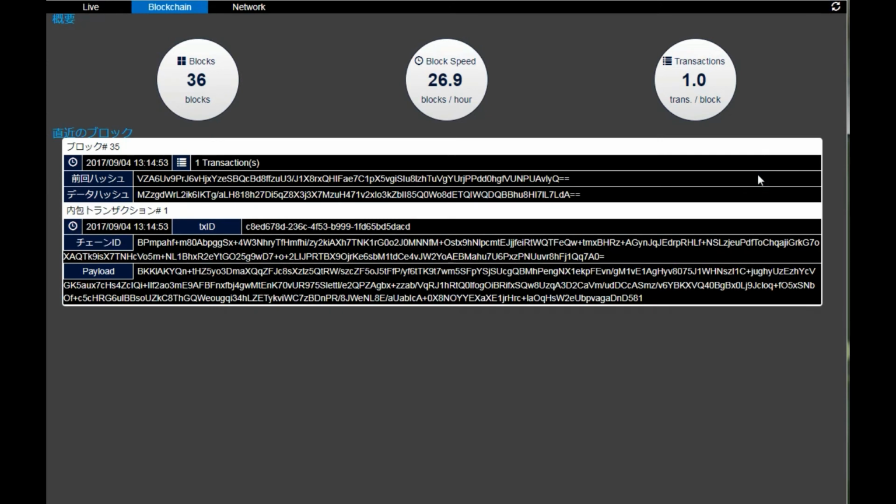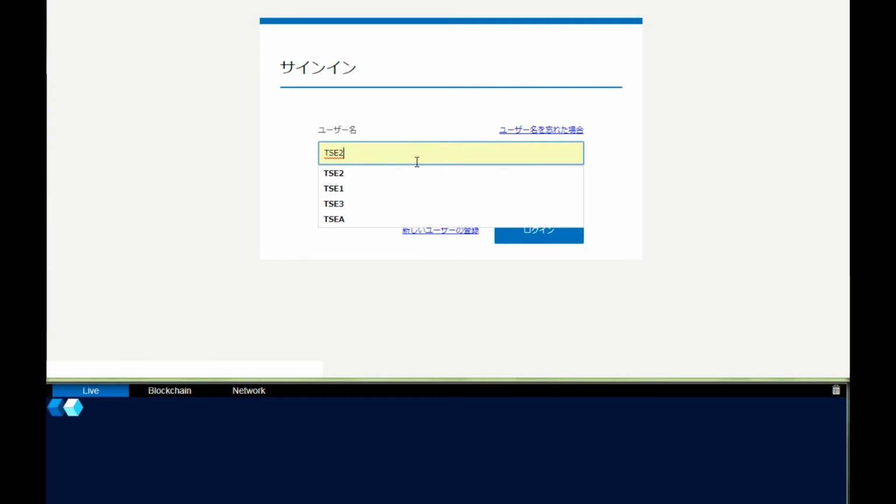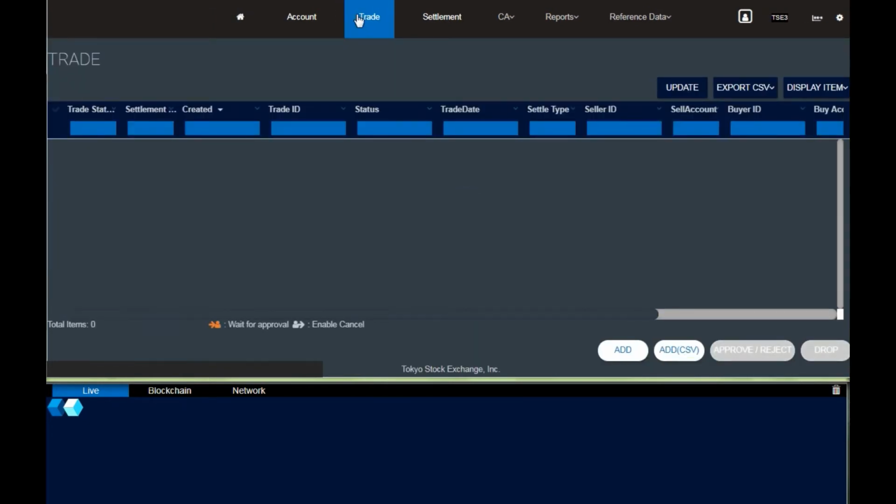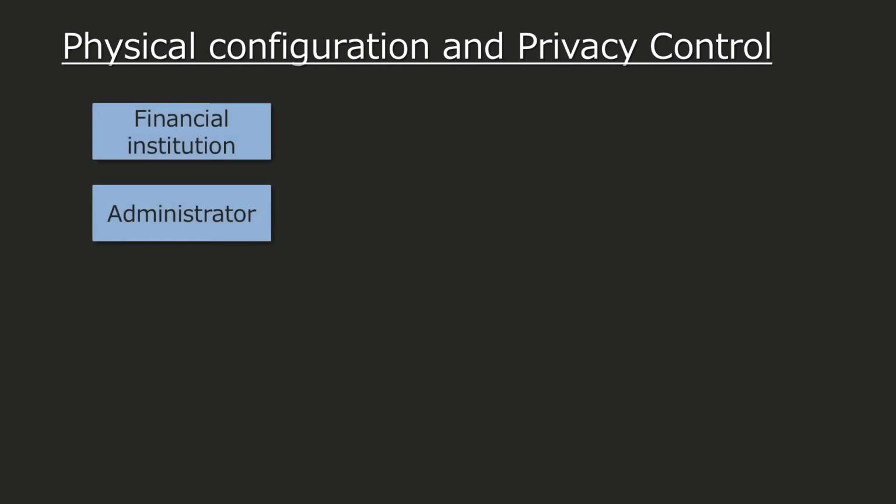It is also important that the contents of transactions are kept confidential to other companies. Let's check if this transaction is kept secret to a securities company, TSE3. In the TSE3's client application, you cannot see transactions of TSE1 and TSE2. Next, I will explain the configuration of the experiment's environment and how we realized confidentiality.